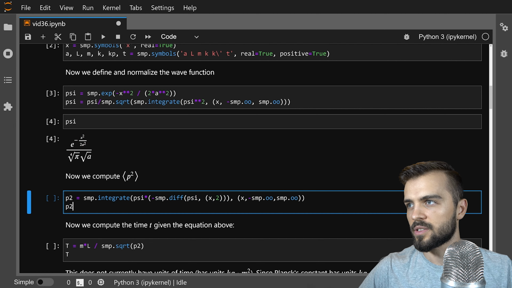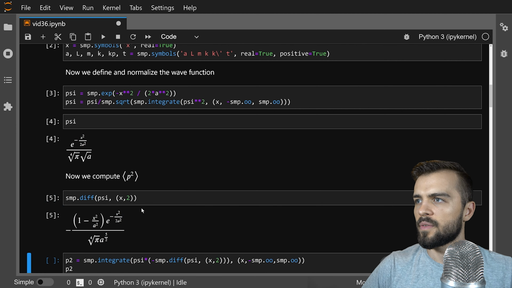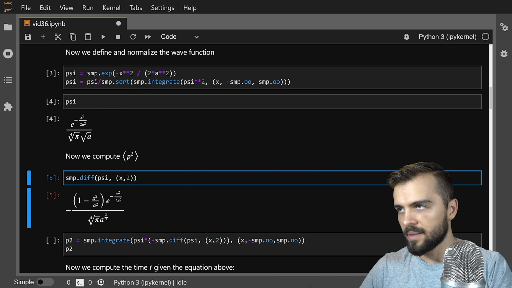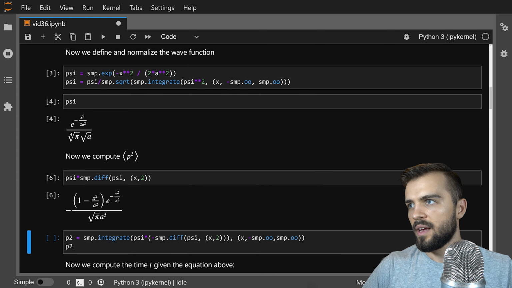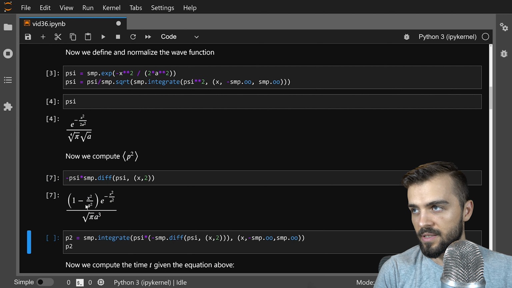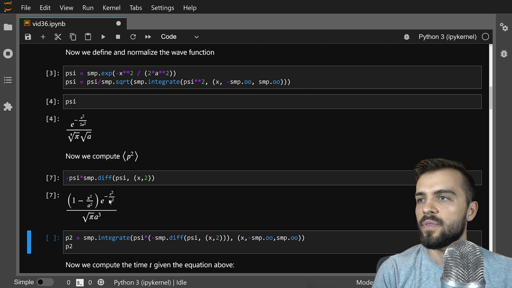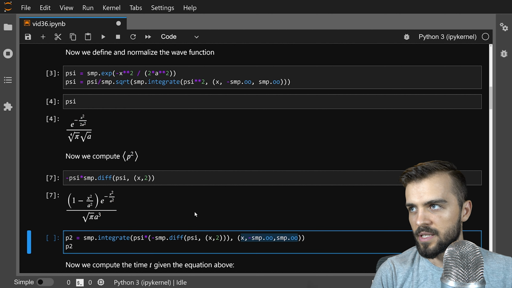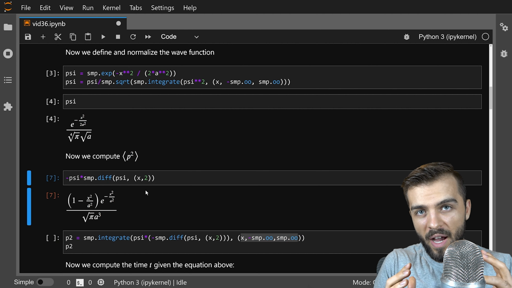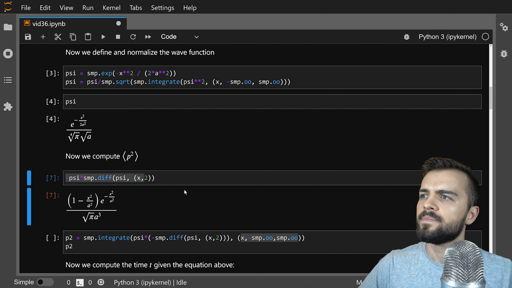Of course, if I just run this on its own, I get the derivative of psi with respect to x twice, then multiplying by psi like this. And if I take the negative of this, I get my integrand. And I integrate this from negative infinity to infinity of x. And that's what I specify here. That gives me my expectation value of p squared.